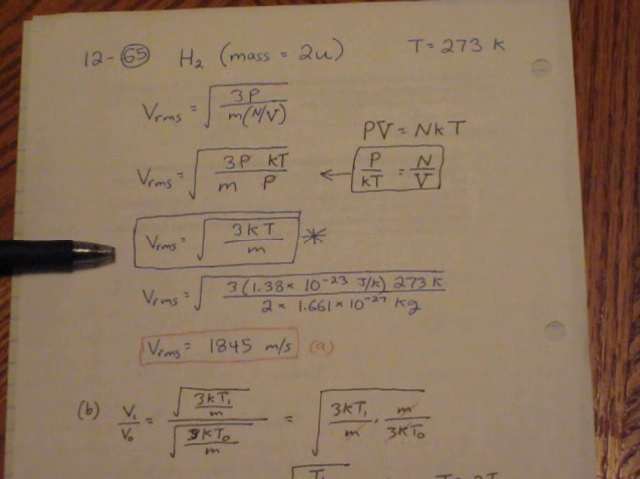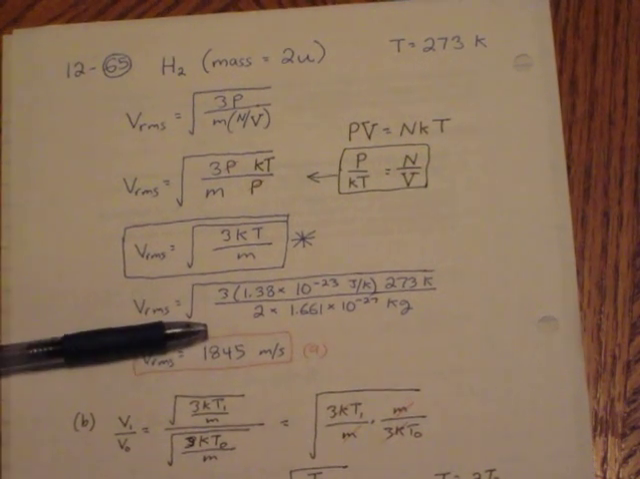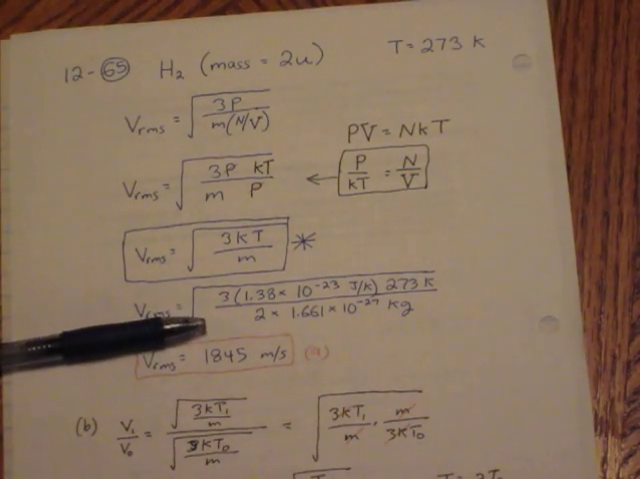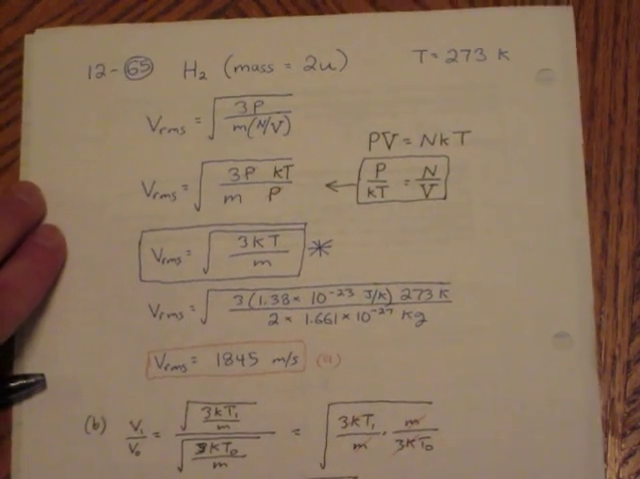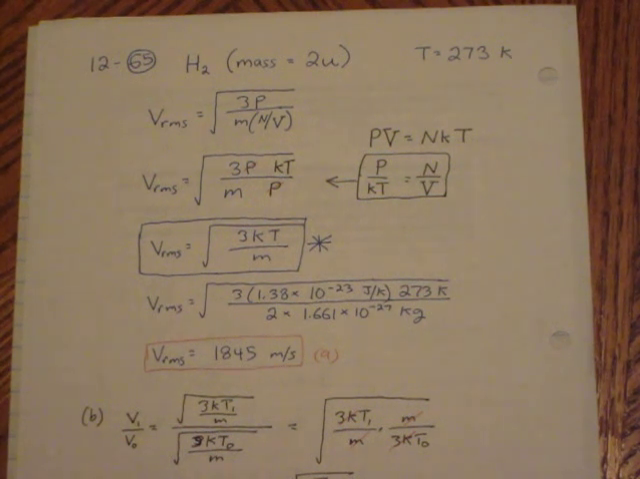So we plug in what we have. 3 times k, that's Boltzmann's constant, times temperature. You must use the absolute temperature, and that would become apparent if you tried to use Celsius and plugged in 0, and the whole speed would go to 0, and then you should recognize something's wrong. So let's use 273 Kelvin divided by the mass, which is 2 atomic mass units, but here it's appropriate to use MKS units. So do that conversion where an atomic mass unit is 1.661 times 10 to the negative 27 kilograms. What we get is a root mean square speed of 1845 meters per second.